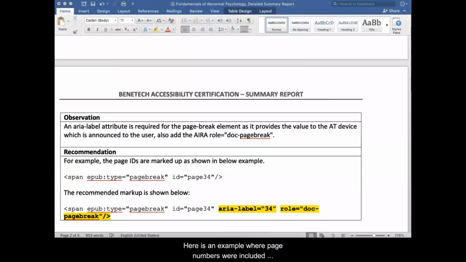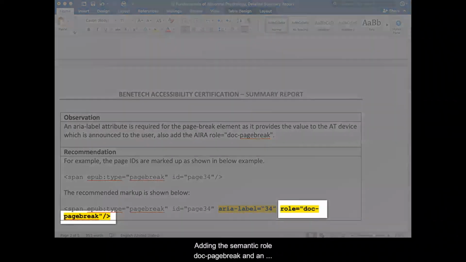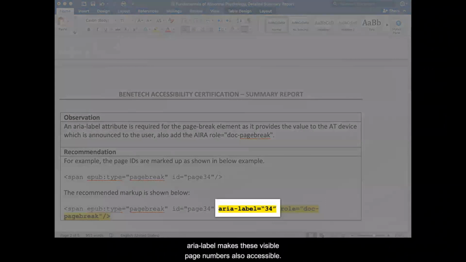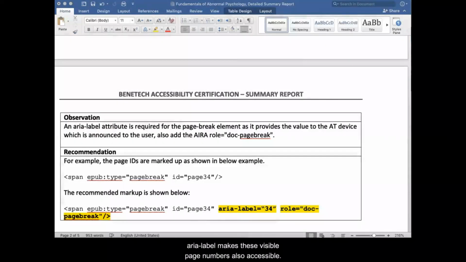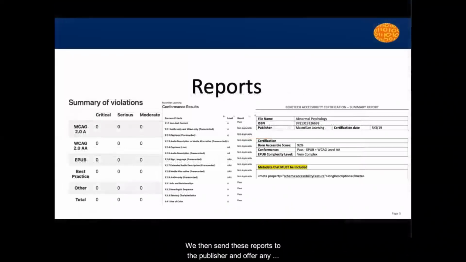Here is an example where page numbers were included but done incorrectly. Adding the semantic role doc-pagebreak and an ARIA label makes these visible page numbers also accessible. We then send these reports to the publisher and offer any clarification about the issues described. Publishers can modify their production pipeline to resolve the issues, and then they send us back the remediated title.